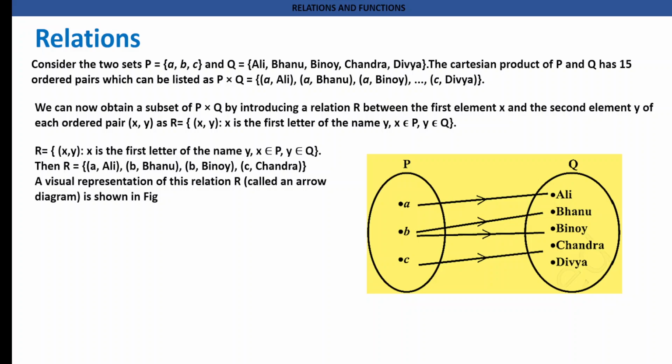Let us see here. R is a relation X comma Y, X is the first letter of the name Y, X belongs to P, Y belongs to Q. Then R is A Ali, B Banu, B Binay, C Chandra.